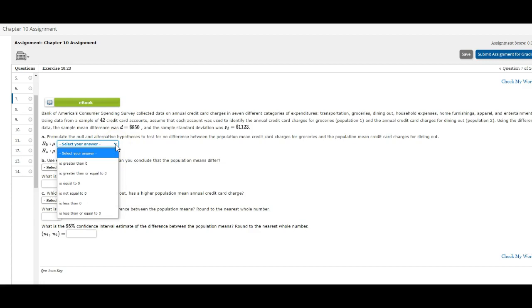So this mu is the population mean of the difference. So we're saying that the difference would be equal to 0. The alternative is that the difference is not equal to 0, which would make this a two-tailed test.